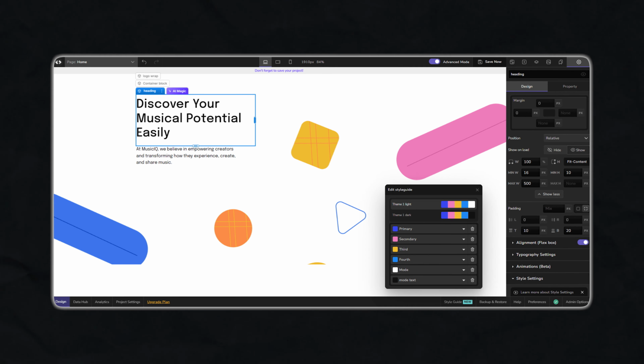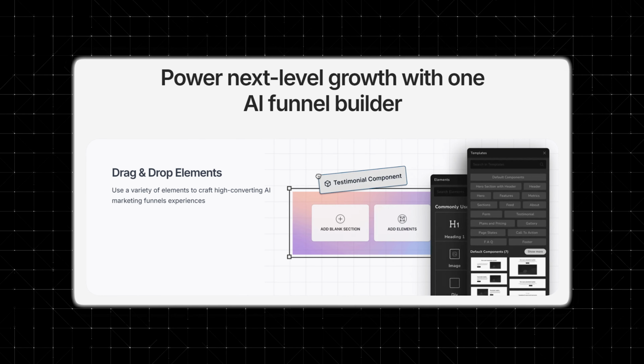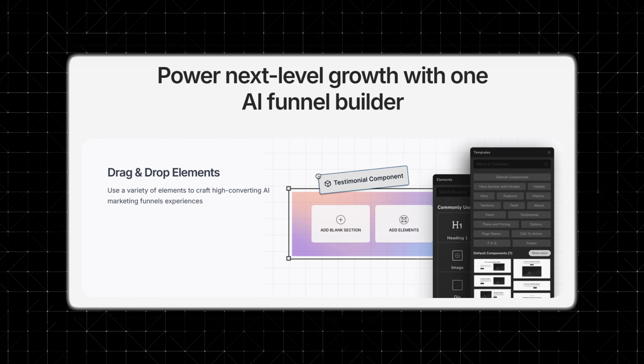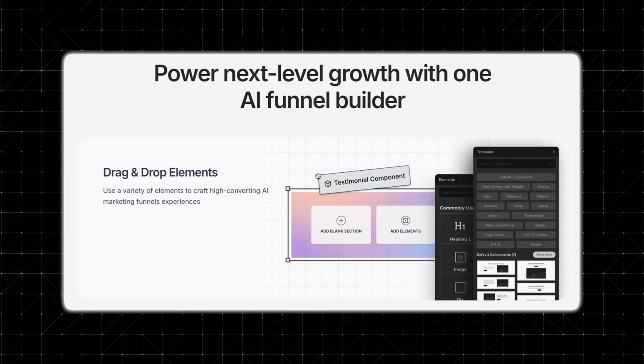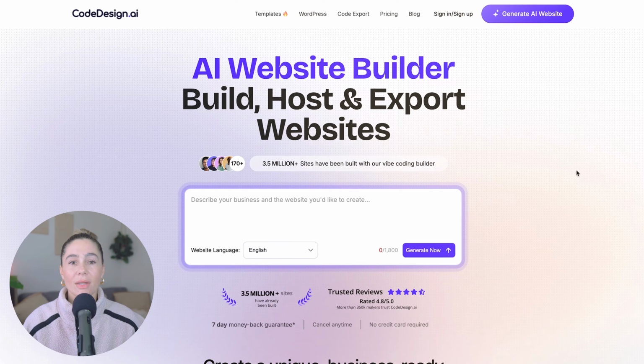Instead of rebuilding pages from scratch, you can adjust messaging and duplicate pages. CodeDesign AI also has a drag and drop editor, so you don't need to touch code to change text, layout, spacing, or visual elements. This is so helpful for marketers who want control without technical complexity. Now, let's go ahead and get into how to actually build your site.